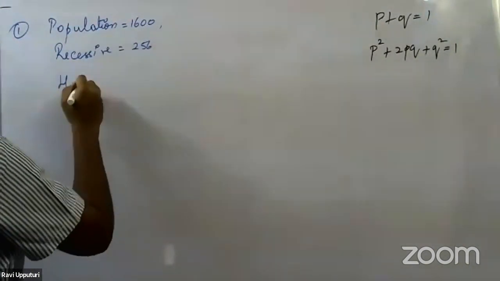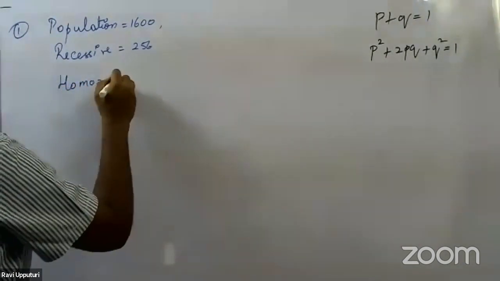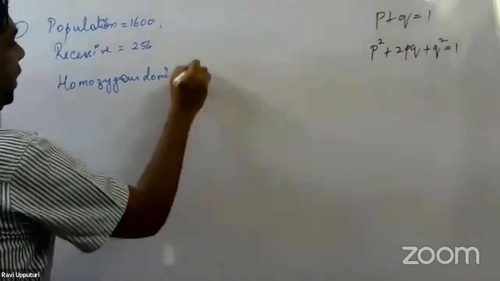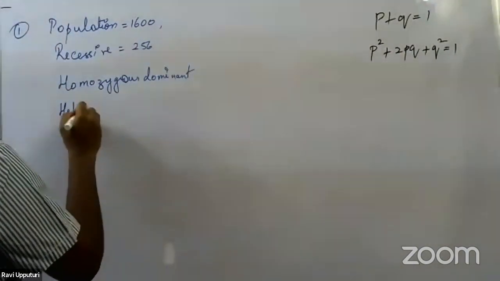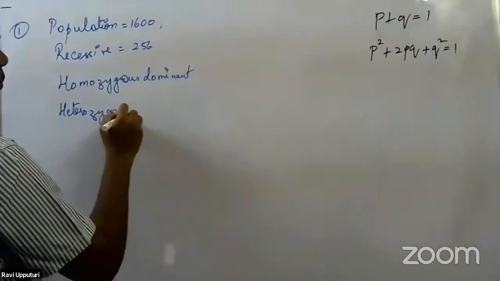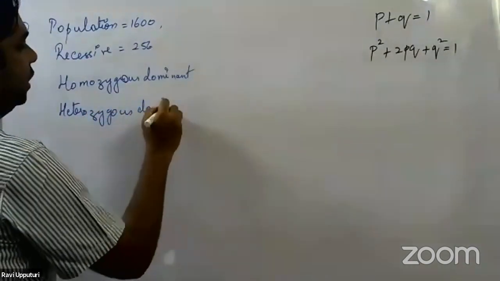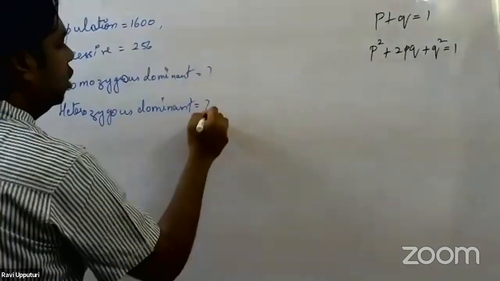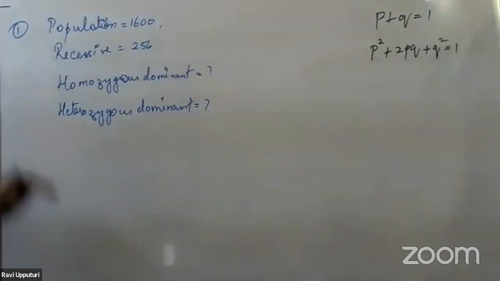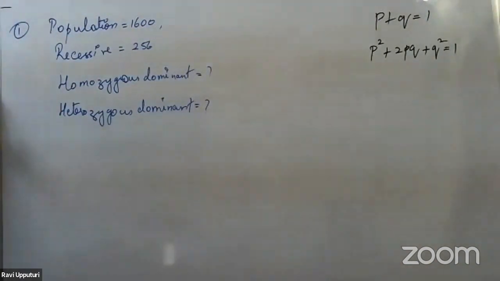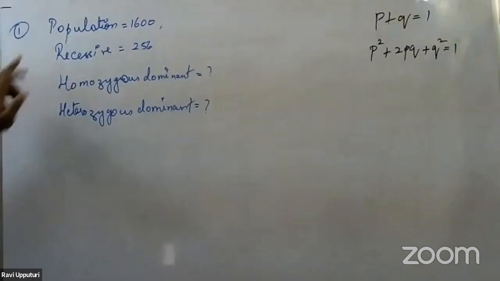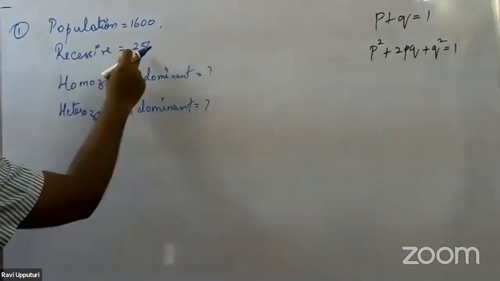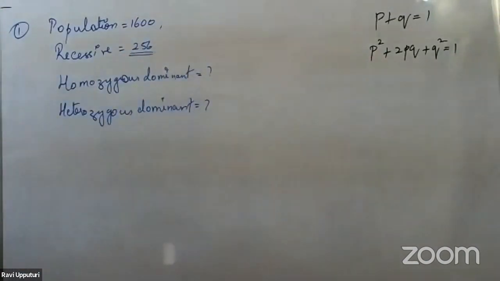So find out the homozygous dominant as well as the heterozygous dominant individuals in that particular population. So this is the question that is being given. What does the question say? In a population of 1600 individuals, the recessive individuals are said to be 256.